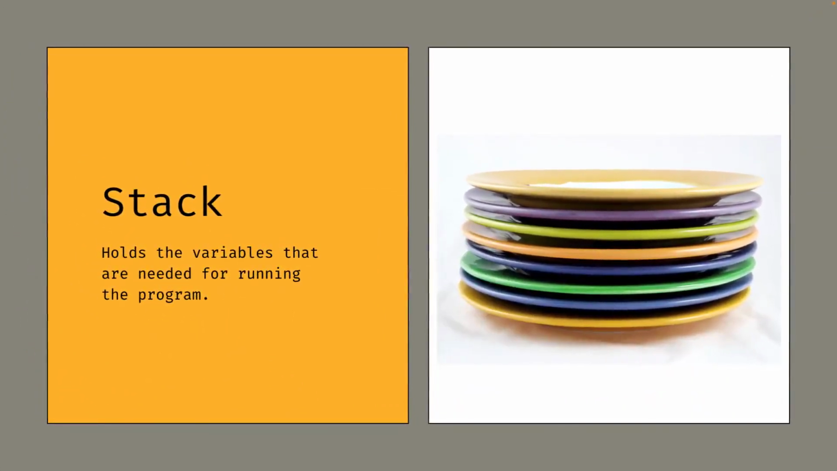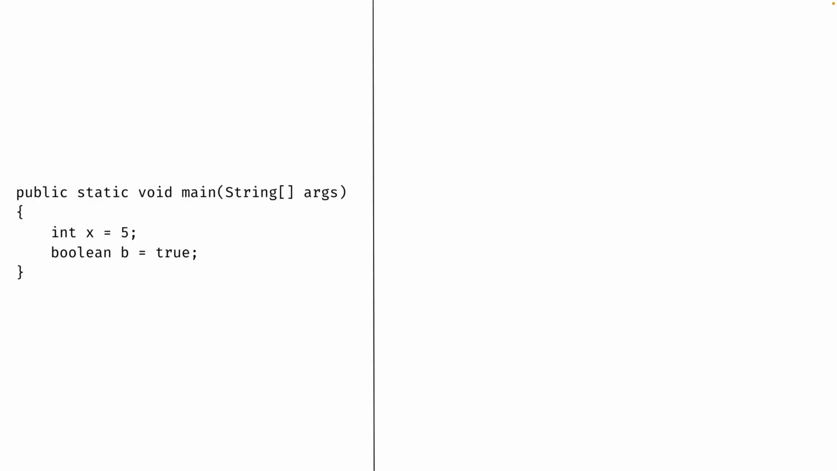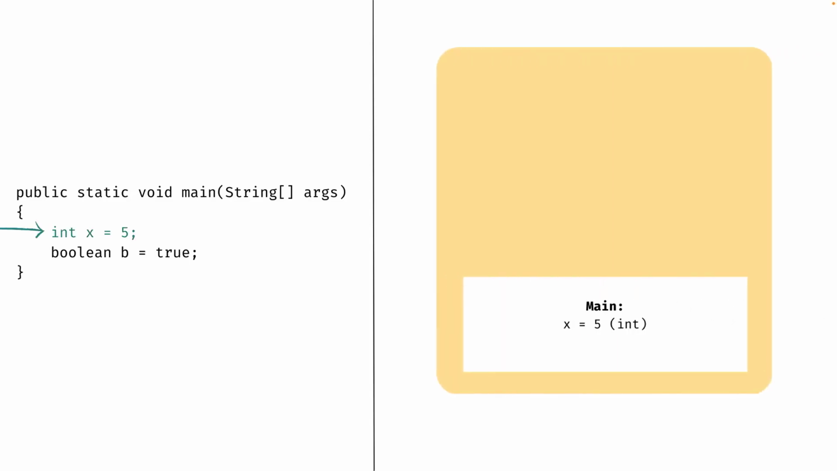Let's start with the stack. The stack holds the variables that are needed for running the program. Let's have a look at this example. We have a main method with an integer x, which is a primitive, and a value 5, and a boolean b, also a primitive, with the value true. These values are stored on the stack like this. First, we have the x, which is equal to 5, and it's of type int. And next, we have the boolean, which is of type boolean, called b, and it holds the value true.